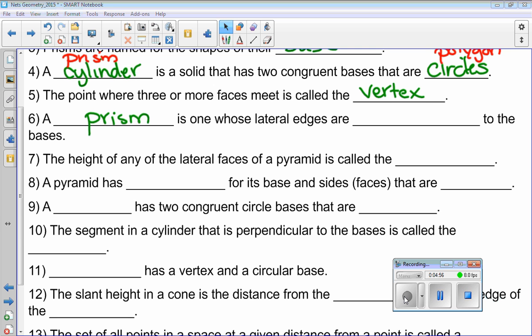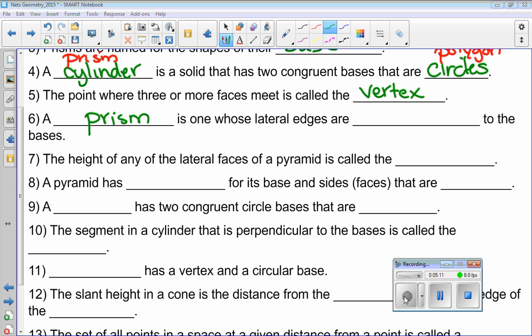So let's see. If we're talking about a prism, the lateral edge is the edge where the red sides meet. What's true about it and the bases? Are they parallel or perpendicular?